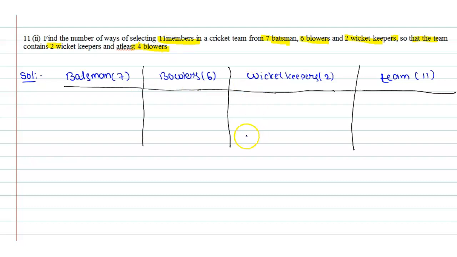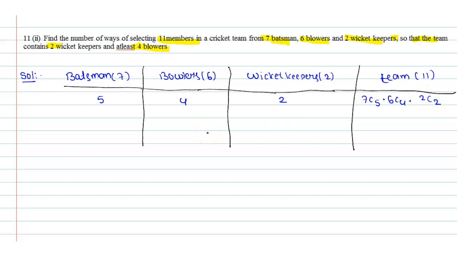Okay? So for this I am making a table. A condition is there: compulsory 2 wicket keepers we need, and 4 bowlers are there minimum. So 2 plus 4 will go 6, so here we can write 5 batsmen. Total 7 batsmen are there, out of 7 I am taking 5 batsmen. Total 6 bowlers are there, out of 6 I am taking 4, so that is nothing but 6C4. And total 2 wicket keepers are there, I am taking 2 wicket keepers.